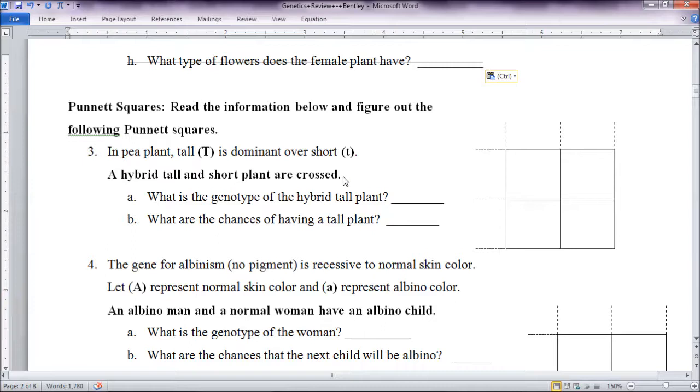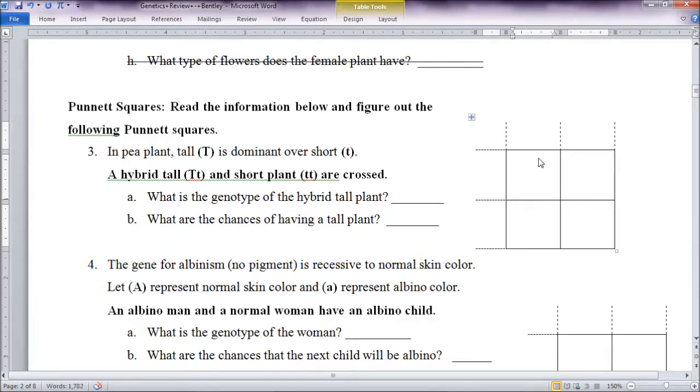So Punnett squares says read the information below and figure out the following Punnett squares. So it says in a pea plant, tall is dominant over short. So a hybrid tall, and I'm just going to type in what our genotypes are as we go, is a big T and a little t. And a short plant will have to be little t, little t. Remember, hybrid means one of each kind, not two of the same letters. That's why it was a big and a little.